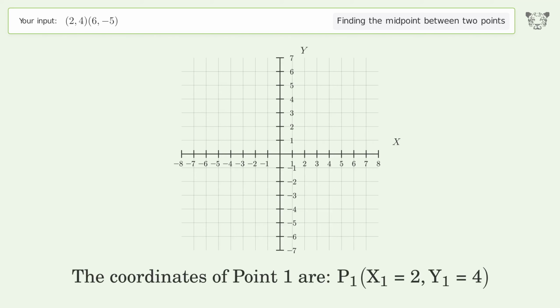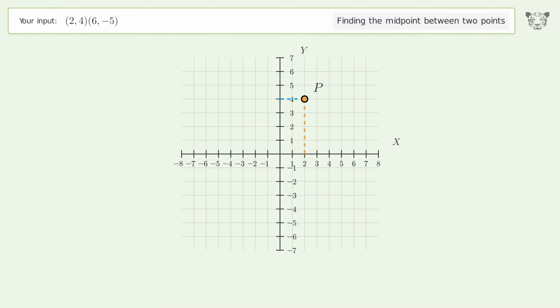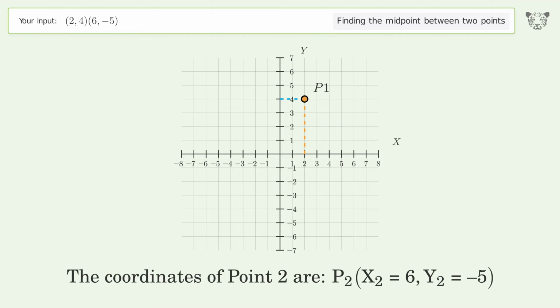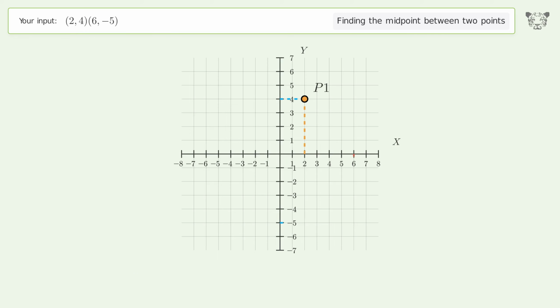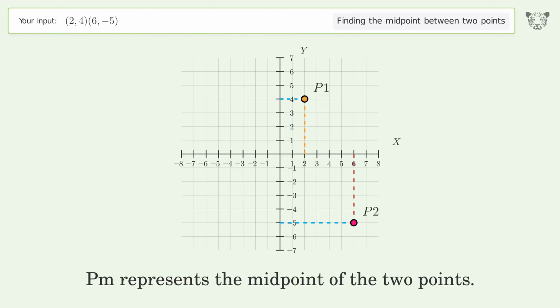The coordinates of point 1 are x1 equals 2, y1 equals 4. The coordinates of point 2 are x2 equals 6, y2 equals -5. PM represents the midpoint of the 2 points.